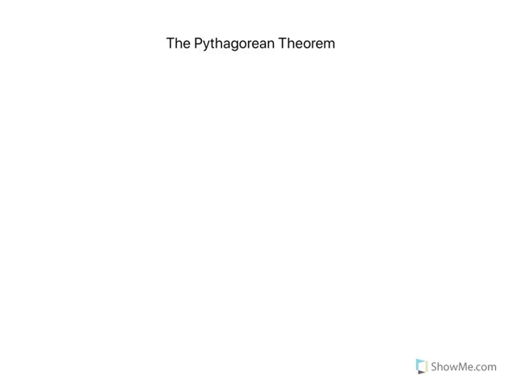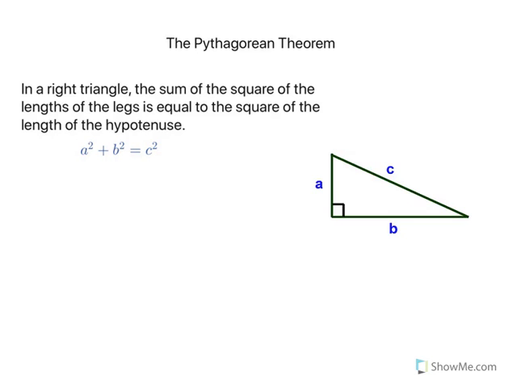Let's talk about the Pythagorean Theorem. The Pythagorean Theorem is named after Pythagoras, who was a Greek mathematician. He lived in the 6th century. So let's jump right in.